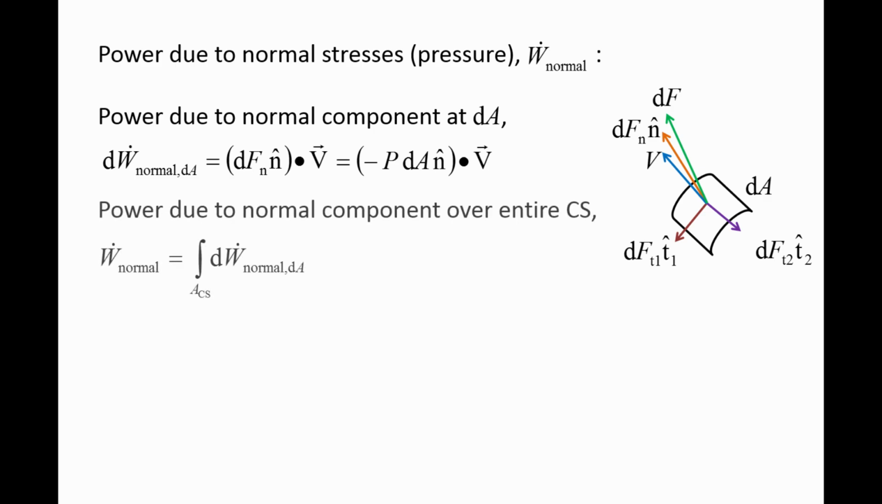We can determine the total power due to pressure forces on the entire control surface by integrating dW normal dA dot over the control surface. The total power due to normal stresses becomes the integral of negative P times V dot n hat times dA.